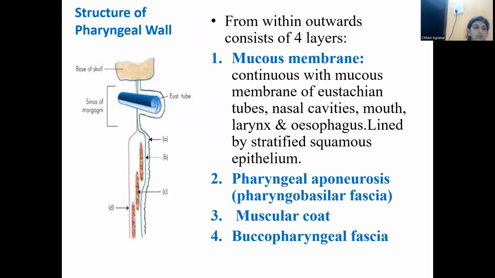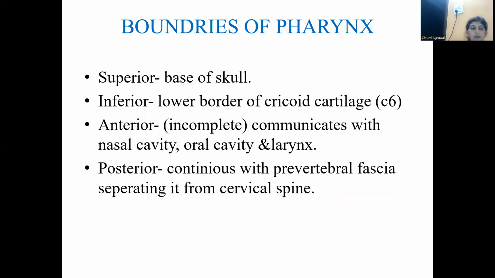The routes of communication are basically through the posterior nasal aperture or choana. It communicates with the nasal cavity. Through the oropharyngeal isthmus, it communicates with the oral cavity. Then through the eustachian tube, it communicates to the middle ear. Through the glottis to the larynx and tracheobronchial tree, and through the upper esophageal sphincter, that is cricopharynx, to the esophagus.